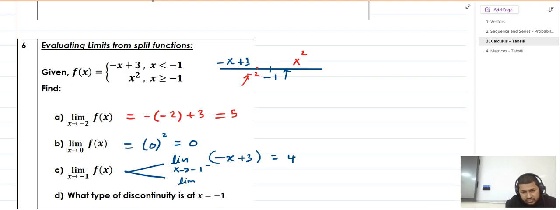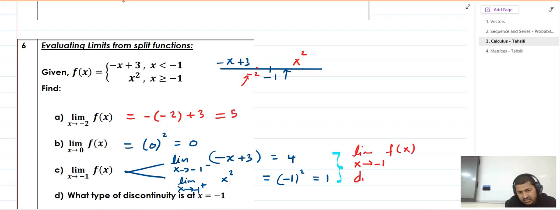And we're going to substitute limit as x approaches negative 1 from the right, which is x squared. If I substitute negative 1 into x squared, I will get negative 1 squared, which is equal to 1. We see that these are two different values that the limit as x approaches negative 1 goes towards. So because it approaches two different values, we say the limit as x approaches negative 1 of f of x does not exist. And this value at x equals negative 1, we call this a jump discontinuity.